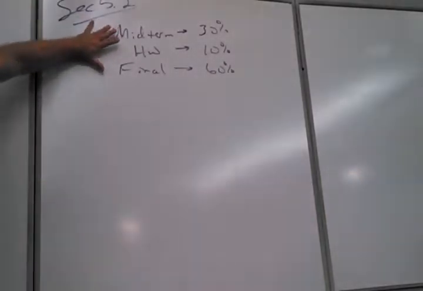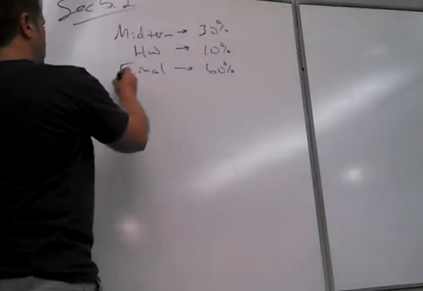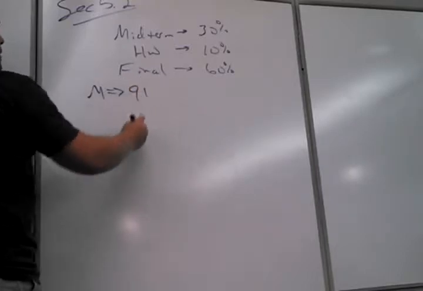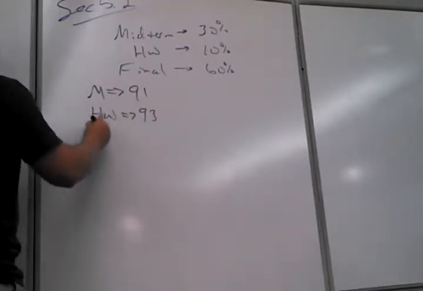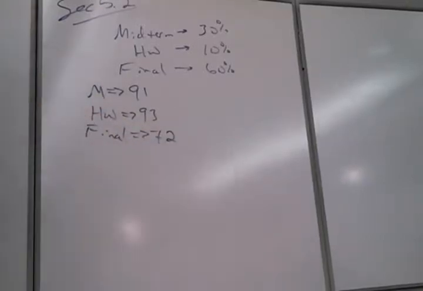So you guys remember this? We talked about this before. There's a problem in your homework that was sort of like this. If I made on the midterm, I had a great day. I made a 91. Homework, got a 93. And the final was not a good day for me. I got a 72. How do you get your average?